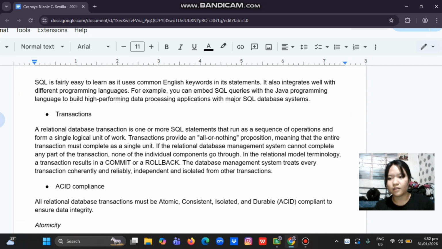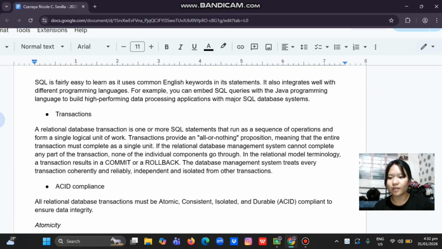SQL is fairly easy to learn as it uses common English keywords in its statements. It also integrates well with different programming languages. For example, you can embed SQL queries with the Java programming language to build high-performing data processing applications with major SQL database systems.